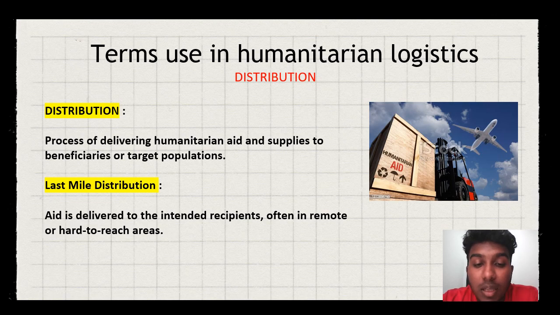And next is last mile distribution. The last mile distribution means the final stage of the distribution process where aid is delivered to the intended recipients, which often means in remote or hard to reach areas. Last mile distribution requires addressing logistical challenges and ensuring that aid reaches the beneficiary effectively.